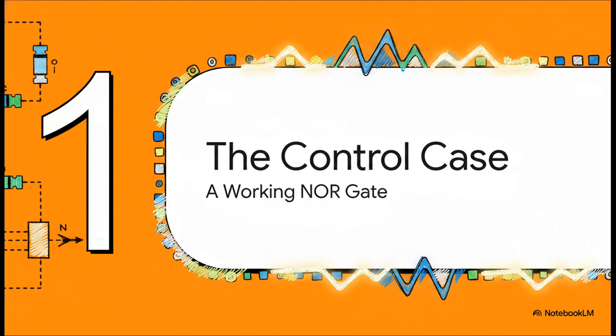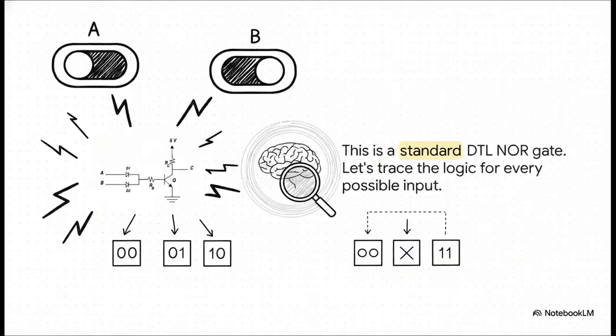Okay, let's get into it. Before we can diagnose a broken circuit, we need a baseline, right? We have to understand what a healthy one looks like. So our first subject today is a perfectly functional DTL NOR gate. Here's the schematic for it. We've got two inputs, A and B, and they feed into these diodes, D1 and D2, and those are connected to the base of our transistor, Q, which controls our final output, C.